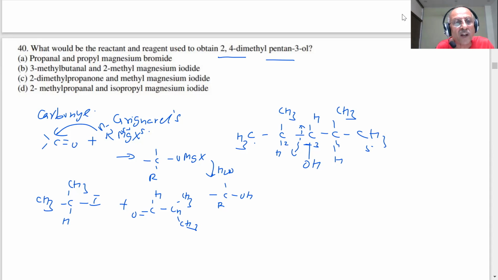So which is the correct answer? What is the name of this compound? 1, 2, 3. So what compound is this, student? This is 2-methylpropanal. And what is this compound? The 2-methyl groups are the same, so it is isopropyl.